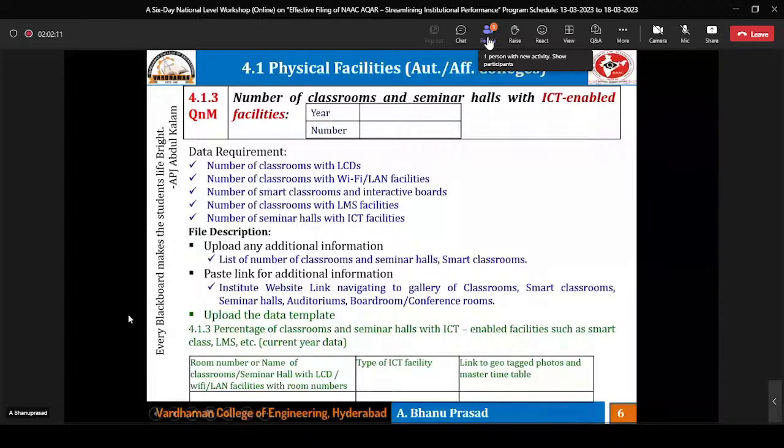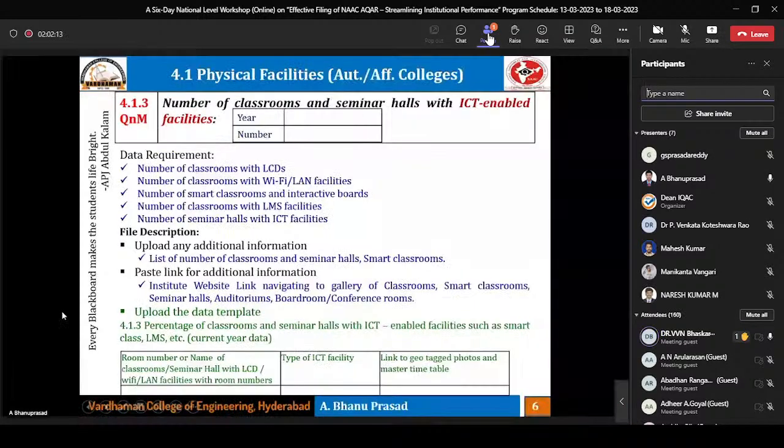Okay, let me check. Because in the present criteria, 4.1 physical facilities, sir, they have given only 2, sir. They have measured even ICT facility, gym, yoga center, everything. They have not asked for any ICT enabled classrooms information. 4.1.1 is facilities, 4.1 is expenditures. There are only 2 metrics, it seems, sir. Can you please clarify this, sir?